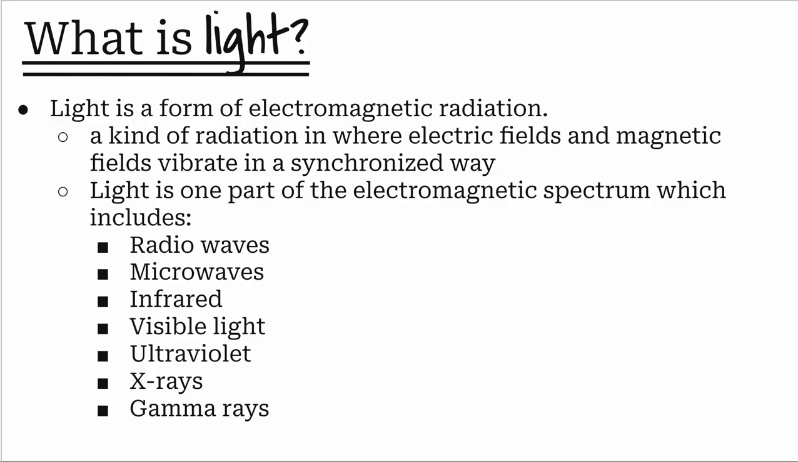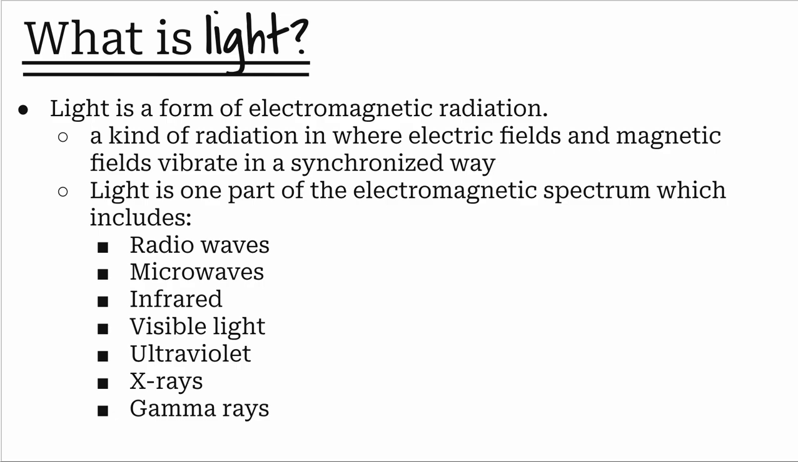So let's start by defining light. What is light? Well, it's a form of electromagnetic radiation. So when we talked about heat transfer and we talked about conduction, convection, and radiation, this is the type of radiation we were talking about. And it's a kind of radiation where electrical fields and magnetic fields are vibrating in a synchronized way. So if you remember from the light polarizing simulation, we looked at how the waves were oscillating up and down, but also side to side. So one of those would be the electric field and the other the magnetic.